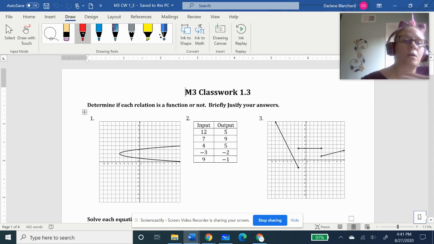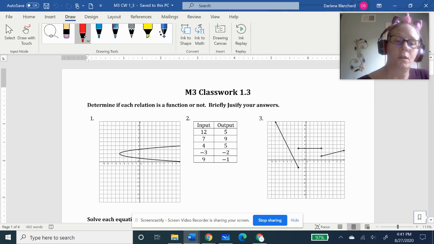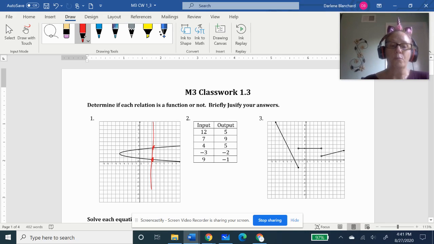So I'm going to draw some vertical lines. And whoa, it only took one vertical line to see that it crosses the graph more than once for a single vertical line. So it is not a function.